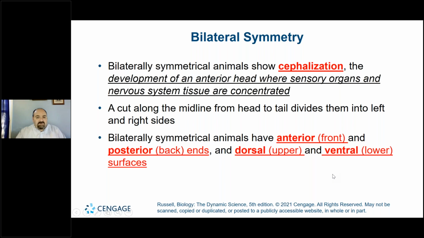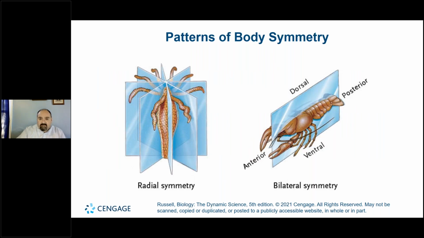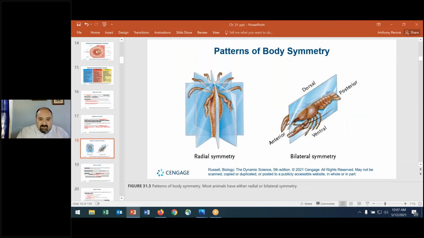We can also use those terms when you think of dorsal: where is the dorsal fin on a shark? It's on the back of the shark, right? So we can use those terms for that. It's important to know those terms, okay? So here we're looking at dorsal, ventral, anterior and posterior. Here we have that radial symmetry, and here's that bilateral symmetry, okay? Very important to see that, and pretty cool. So most animals have either radial or bilateral symmetry.